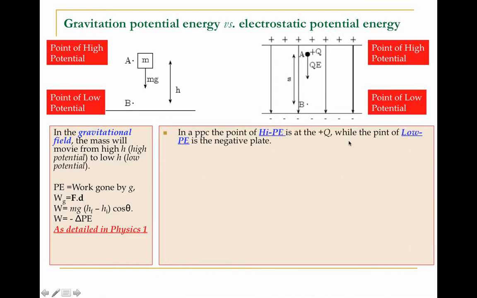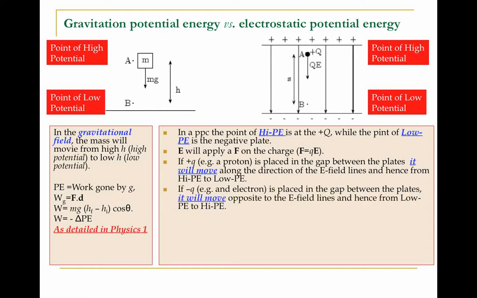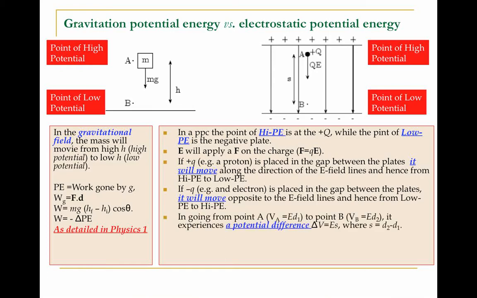So in a parallel plate capacitor, the point of high potential is the positive plate and the low potential is the negative plate, and E will be applied, of course. The force is simply Q, the charge, multiplied by E. If it is a proton, which is positive, then it will move along the direction of the electric field lines, and hence it will move from high potential to low potential. However, if it is an electron, it will do the opposite. It will move from a point of low potential to a point of high potential.